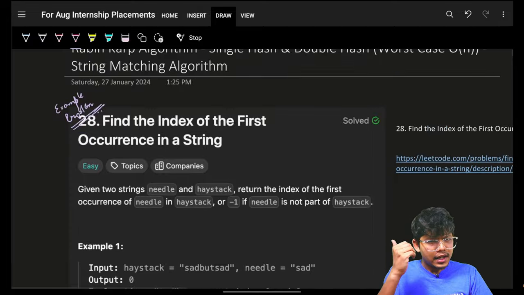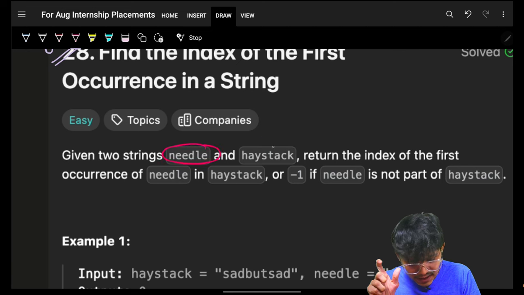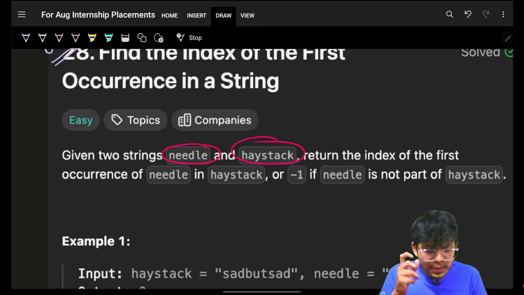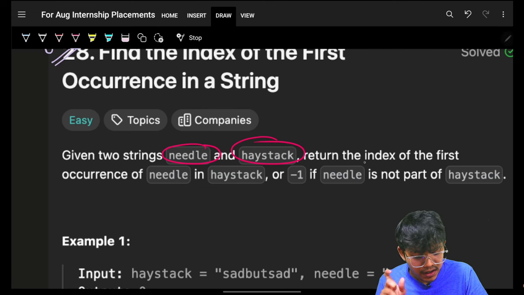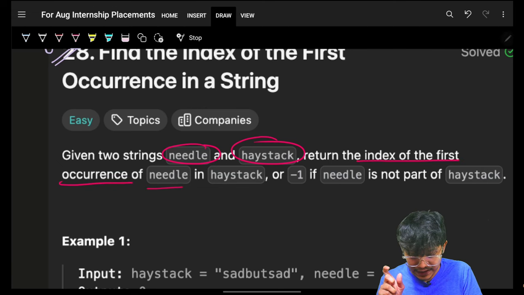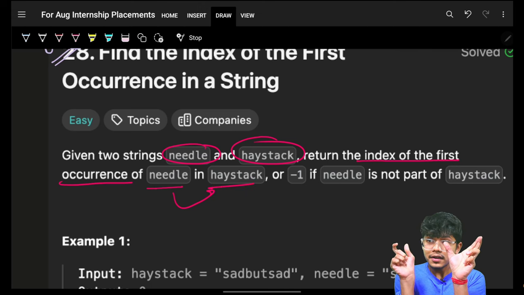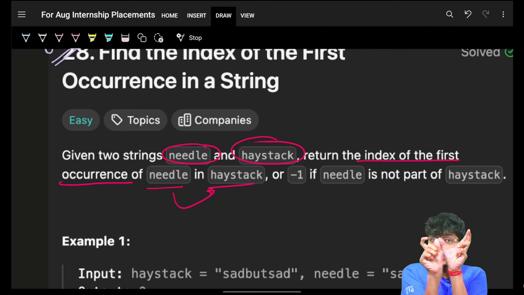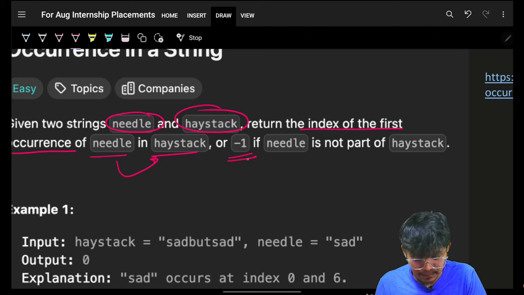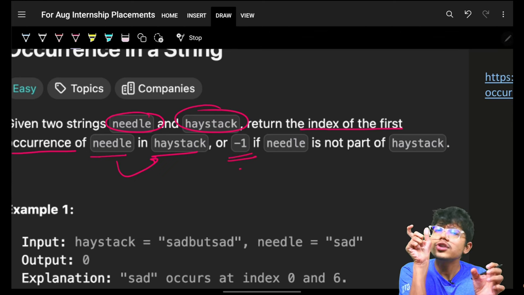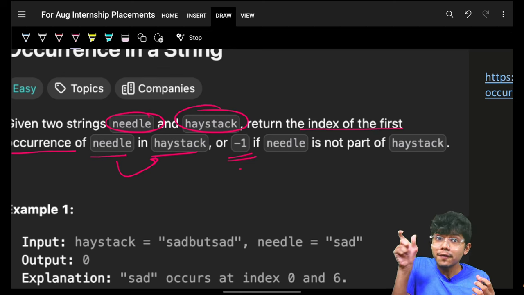Now, if you still don't know what string matching is, let's say I give you two strings, needle and haystack, and I ask you, can you please help me out and match the strings? Now, he can ask you anything. In his question, he has asked you to return the index of the first occurrence of needle in the haystack. Needle is a small string, haystack is a big string. Return the first occurrence of this needle in this haystack, or if it is not possible, simply return minus one. So it's nothing but searching for this needle string in my haystack string. That is my main task, which means searching for a string in some other string.